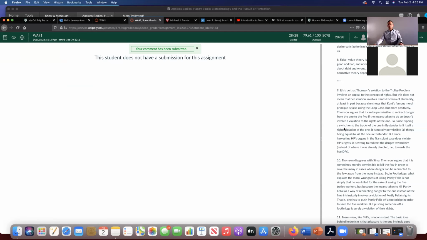So since flipping a switch onto the tracks of the 1 in the bystander case isn't itself a rights violation of the 1, it is morally permissible, all things being equal, to kill the 1 in bystander. But since harvesting HP's organs, or the healthy patient's organs, in the transplant case does violate the healthy patient's rights, it is wrong to redirect the danger toward him instead of where it was already directed, that is, toward the 5 dying patients.